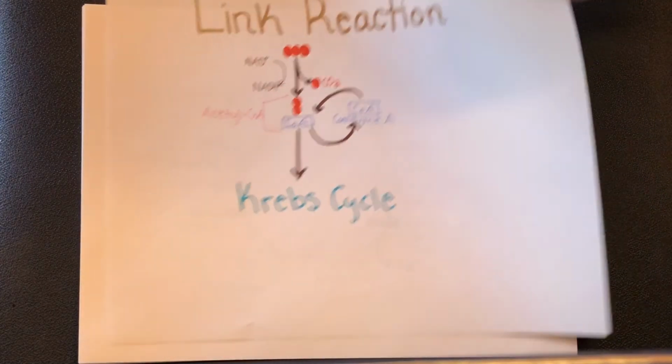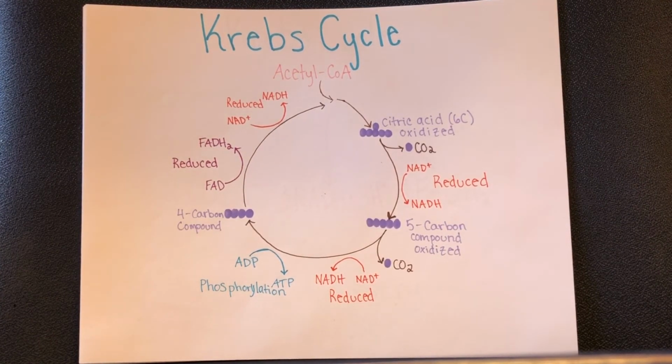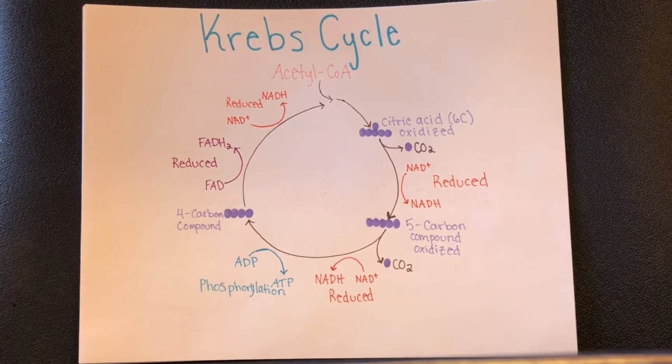After the link reaction comes the Krebs cycle, which occurs in the matrix of the mitochondria. First, the acetyl-CoA molecule combines with a 4-carbon molecule to produce citric acid. The coenzyme A is then recycled. The citric acid molecule will be decarboxylated and oxidized, and NAD+ is reduced to produce CO2 and NADH. The same thing happens with the 5-carbon molecule, producing more CO2 and NADH. ADP is also phosphorylated to form ATP.